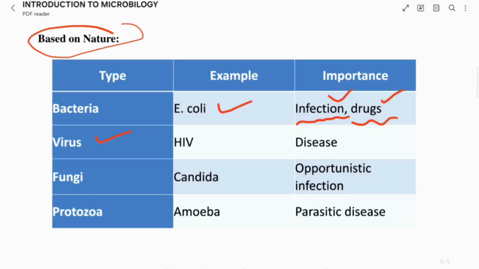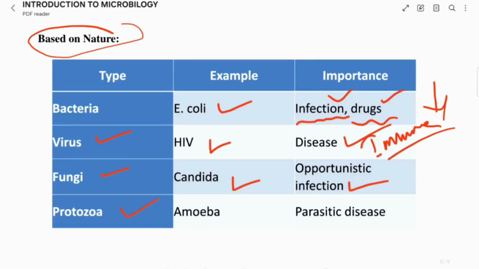Then virus, for example HIV. It is a disease causing virus related to the immune system. It mainly suppresses the immune system. Then fungi, like Candida. The importance is that it may also lead to infection in the body. Then protozoa, like amoeba. It is a parasitic disease. So here the classification is based on the nature, that is, which type of disease is caused by the bacteria, virus, fungi and protozoa.